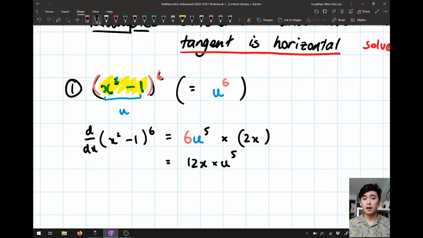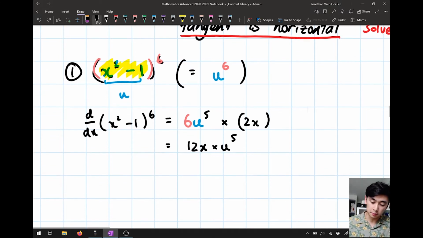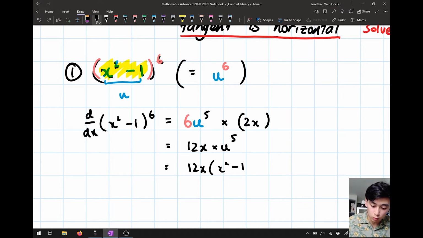Now, if you remember, this u that I've introduced wasn't in my original function. Notice my original question was just this. So I want to get rid of u. How do I do that? Well, I'm just going to replace u with what I let it represent. So u just represents the whole inside part of my function. So here, this just becomes 12x (x squared minus 1) to the power 5. This x squared minus 1 is just my u from up the top here. So that's how we differentiate this function.